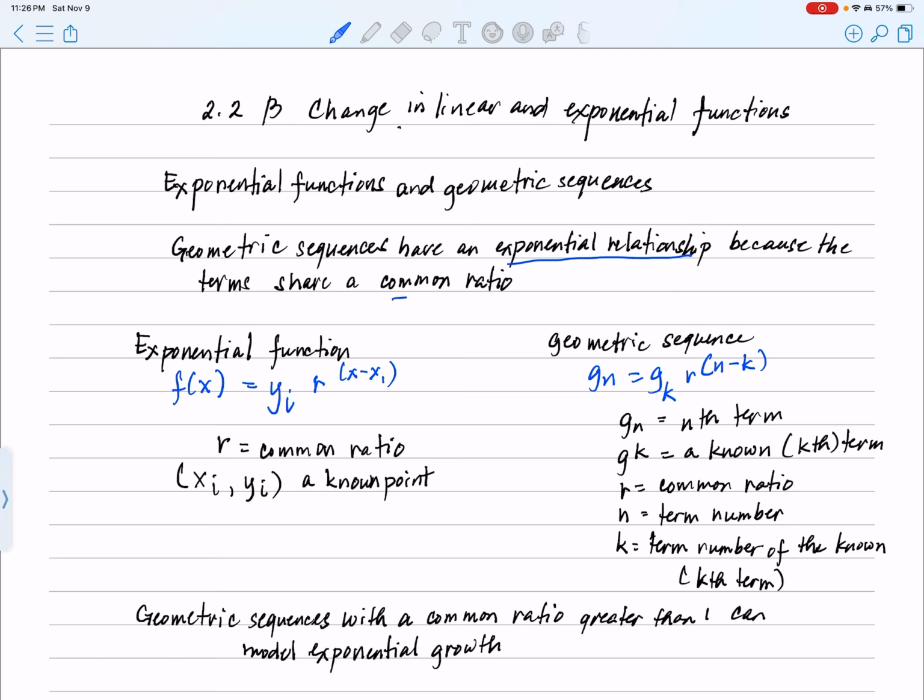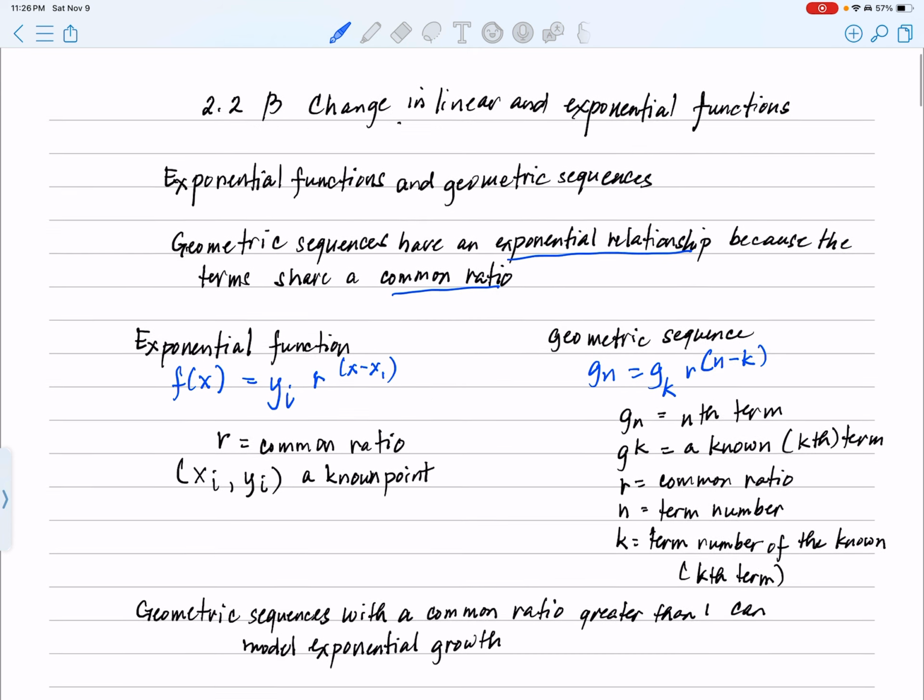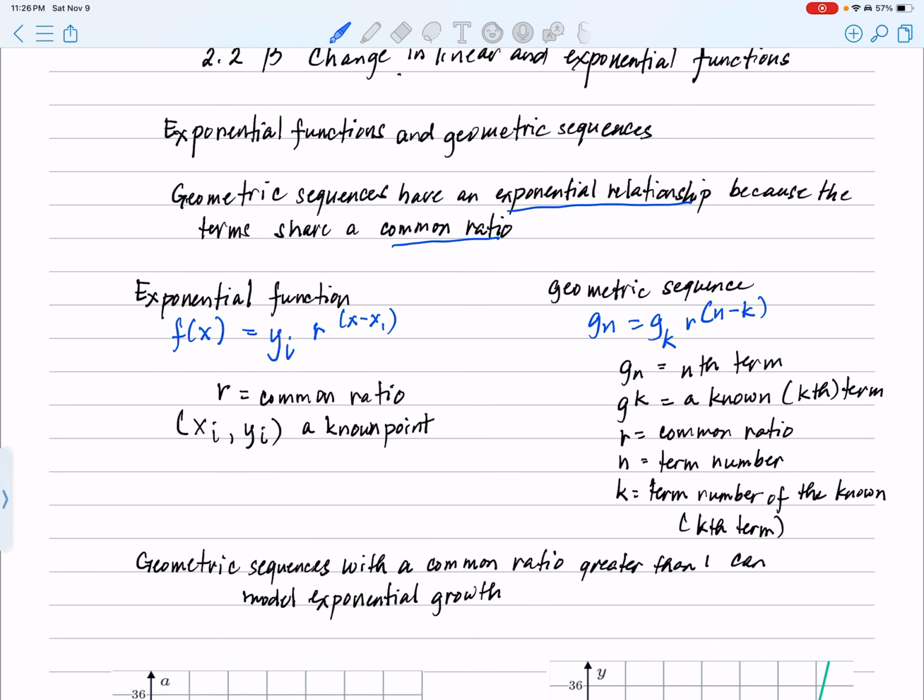For example, you have an exponential function written in the form f of x equals y initial, that's an initial term, times r to the power of x minus x1, where r is the common ratio and x1, y1 is a known point. This is for the exponential function.